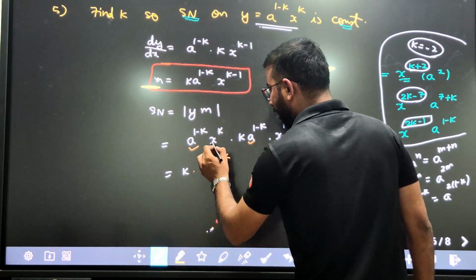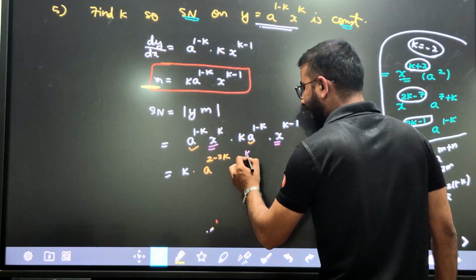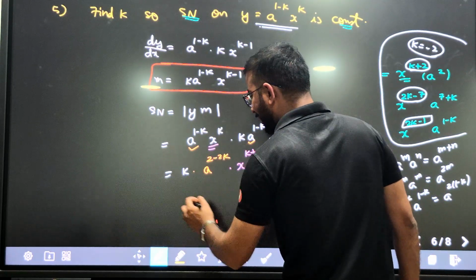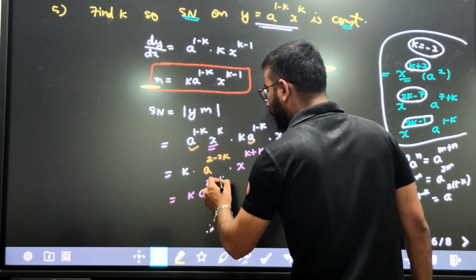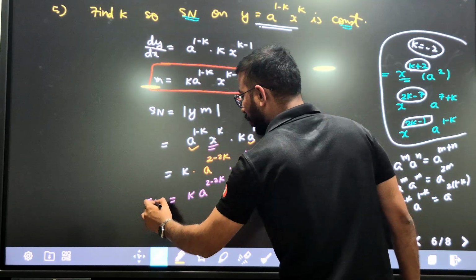Okay, now the main step, this. I'll add both the powers. So this would be k plus k minus 1. So now my answer will look like k into a power 2 minus 2k into x power 2k minus 1, as this is subnormal.